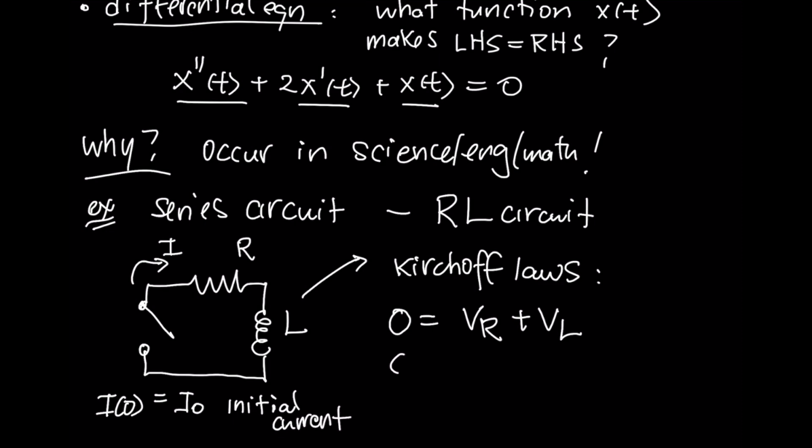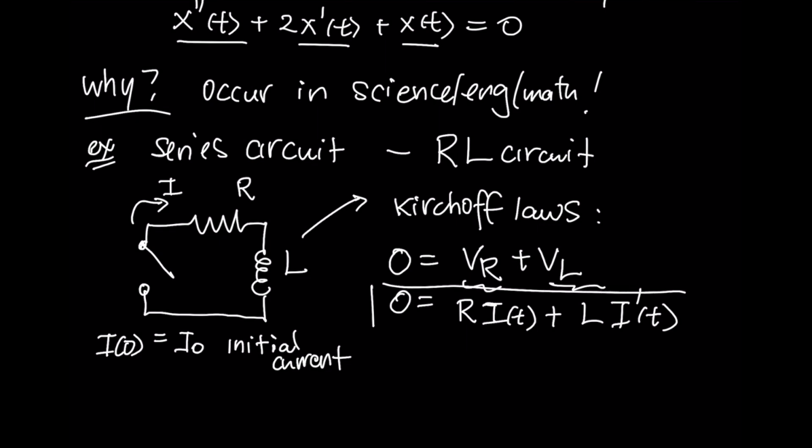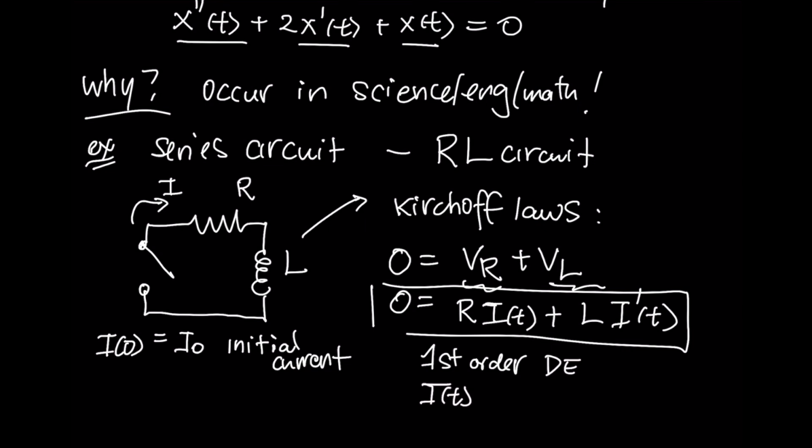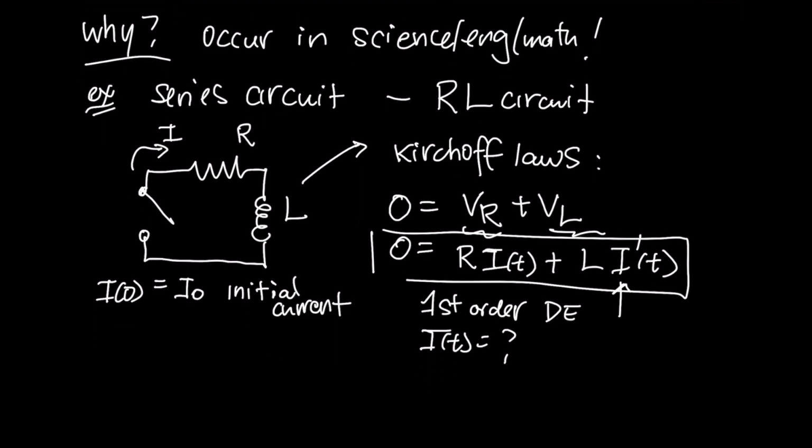We know from Ohm's law that the voltage loss across the resistor is just R, the value of the resistance, times this current, I of t. Now, an inductor responds to changes in current. So it will turn out that the voltage loss across an inductor is proportional to the change in current as a function of time. So what this ends up producing is a first-order differential equation. We are looking for this function I of t, and its first derivative appears, and that's the highest derivative.